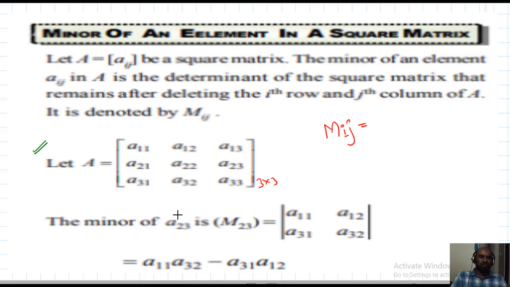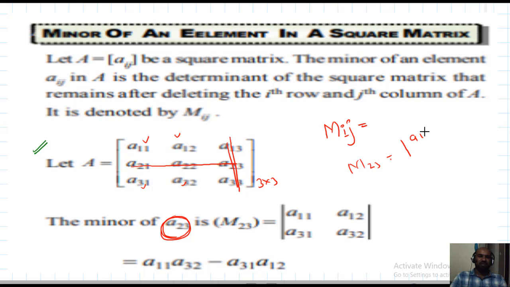For example, you want to find the minor of A23. Symbolically you can write M23. For M23, the second row and third column should be removed. A23 is this one only; this whole row and this column should be deleted. So the determinant formed by the remaining 2 by 2 matrix, that is A11, A12, A31, A32.